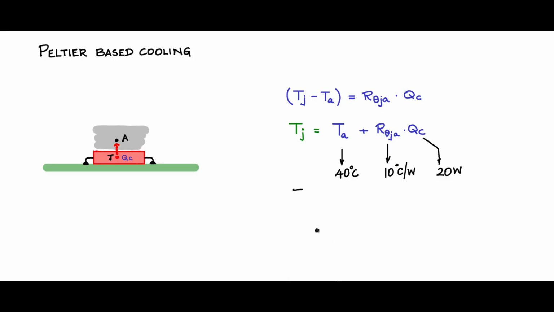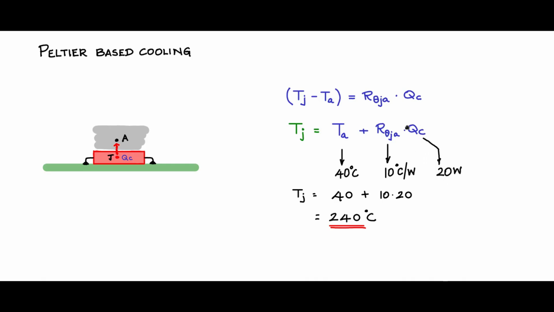Now using these numbers as an example, Tj, the junction temperature, works out to be 40 plus 10 times 20, so 240 degrees centigrade. This is a tremendously high temperature, and most of the time the component would have blown by the time it crosses 150 degrees centigrade. So we should not allow the junction temperature to rise to that level, which means the heat must be removed out of this component much more quickly. So how do we do that?